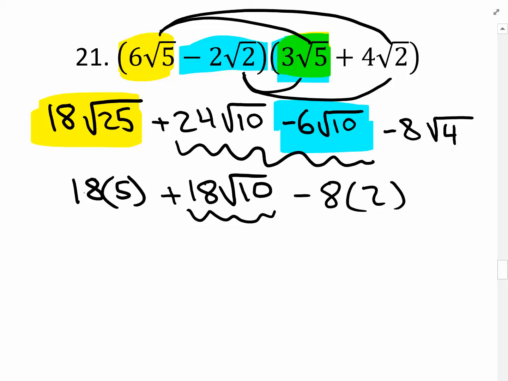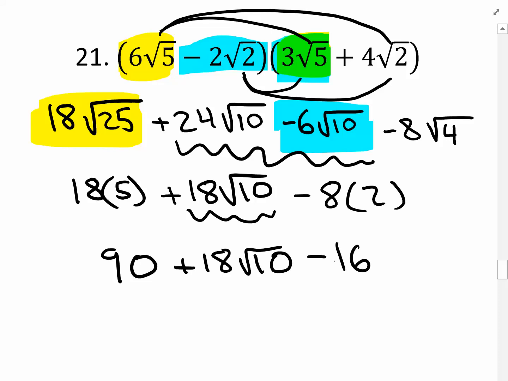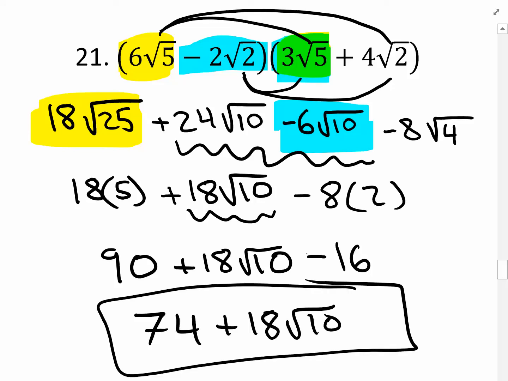So now we simplify. 18 times 5 is 90. Plus 18 root 10, because we couldn't simplify square root of 10. Minus 8 times 2 is 16. Almost done. Add up the 90 and the negative 16 because they're like terms. So we get 74 plus 18 root 10. Final answer.